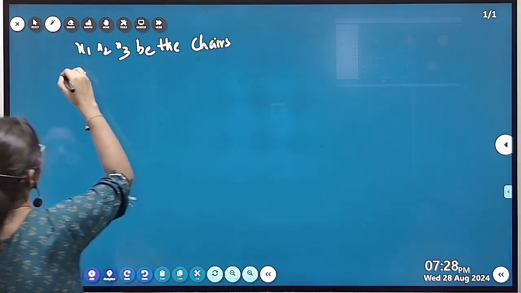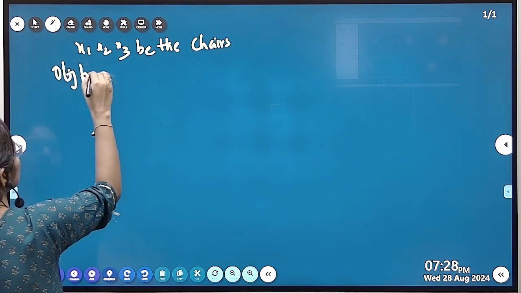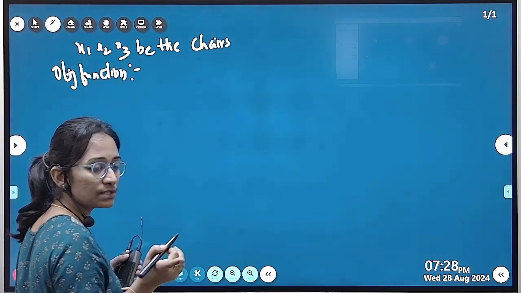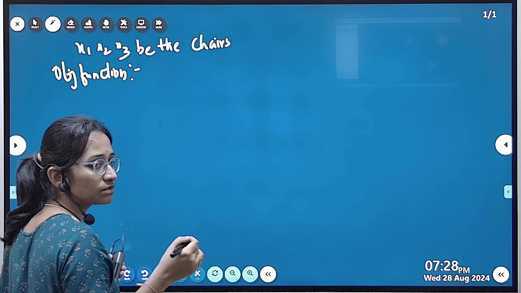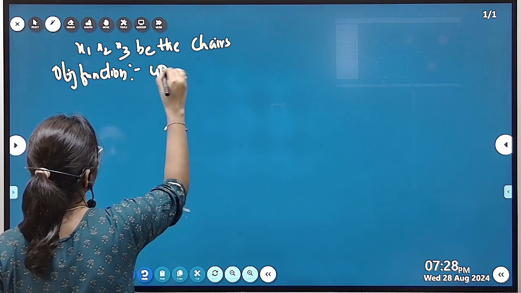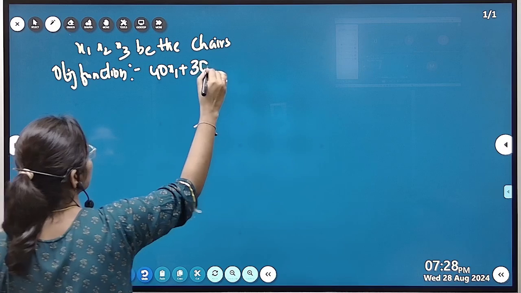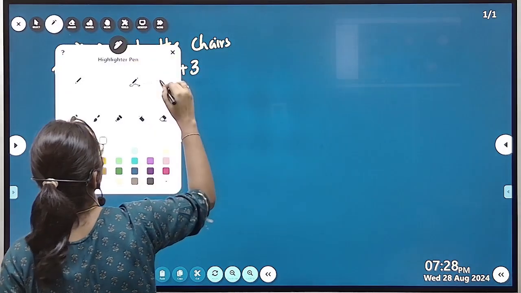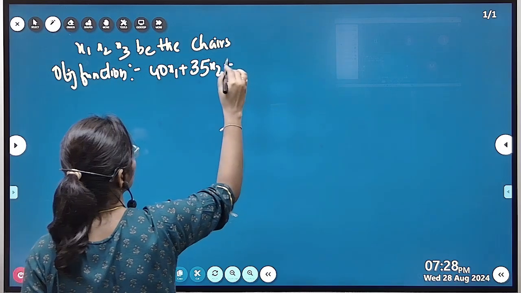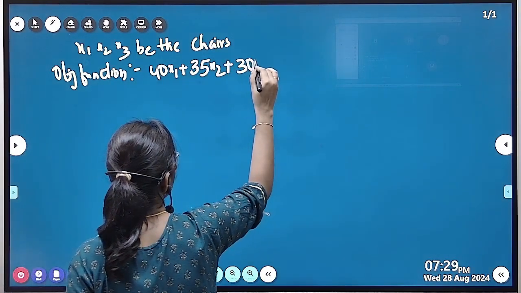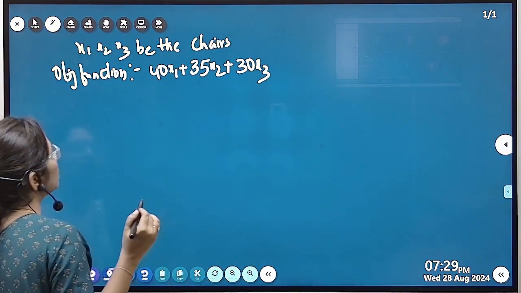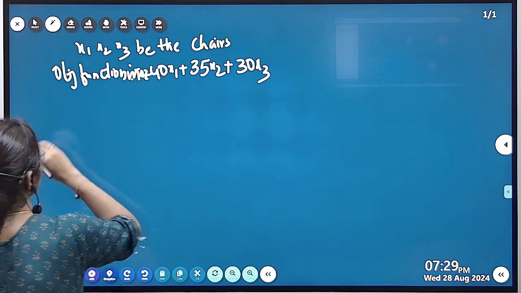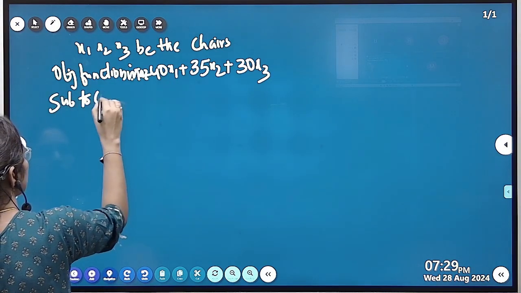Okay, so what is the objective function? Tell me, what's the profit value for x1, x2? 40x1, 35, so 35x2, 30x3. So this is the objective function. So here you write maximization. Okay. Next, subject to constraints.